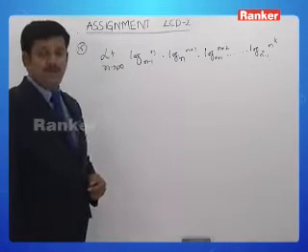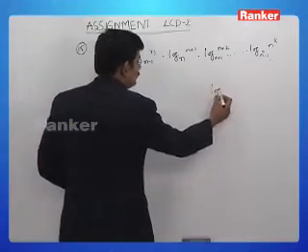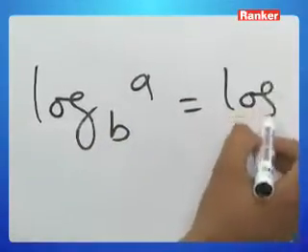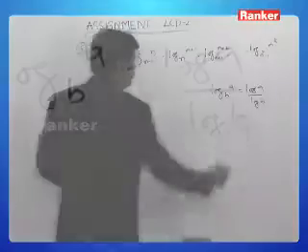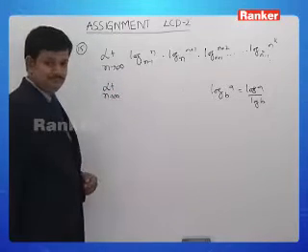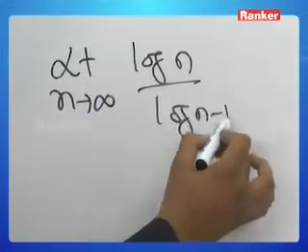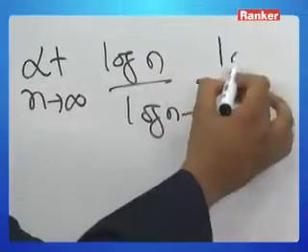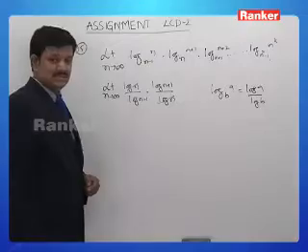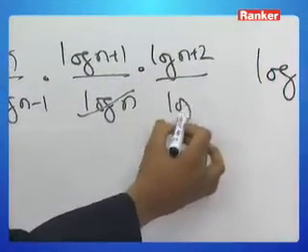Now we know log a to the base b is log a by log b. This question is based on this simple property of logarithms. So this limit can now be written as the limit as n tending to infinity of log n divided by log n minus 1, into log n plus 1 divided by log n. We can see log n and log n get cancelled. Log n plus 2 divided by log n plus 1.